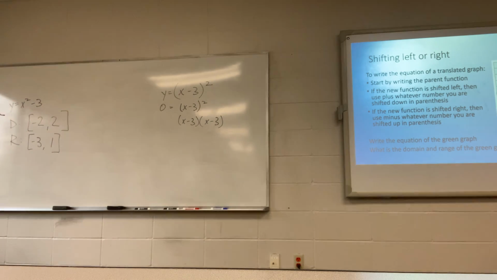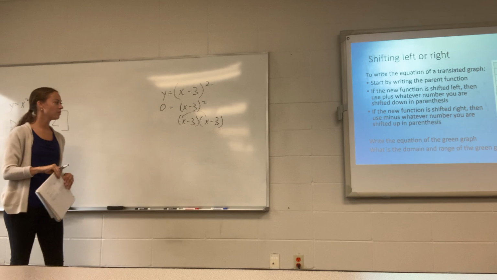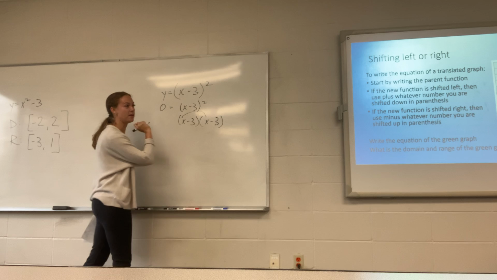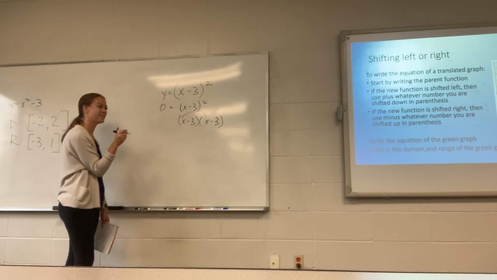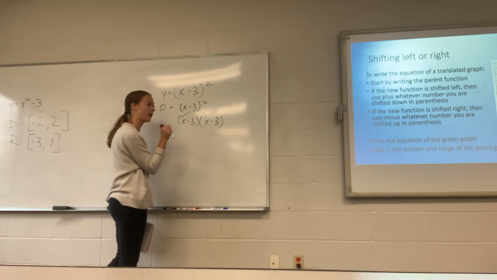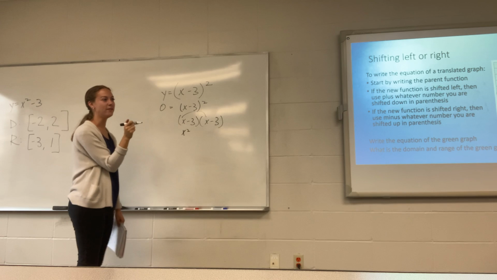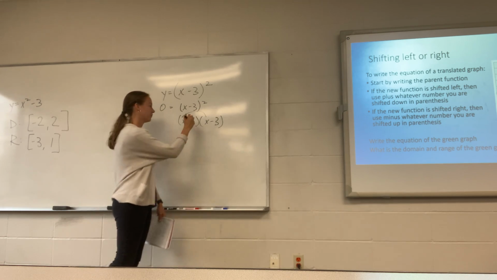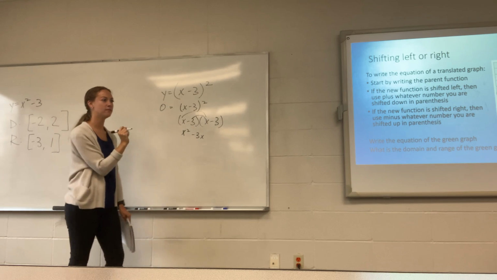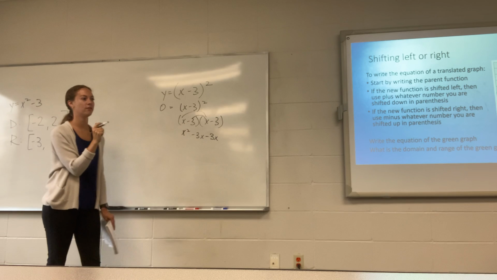Okay, so then let's go ahead and FOIL this out. Let's multiply it out. So Faith, go ahead and help me. So x times x would be 1x squared, right? You're good. So negative 3 times x would give me? Yep. And then x times negative 3 would give me? Okay. And then negative 3 times negative 3 would give me?